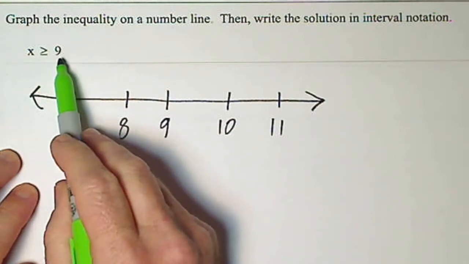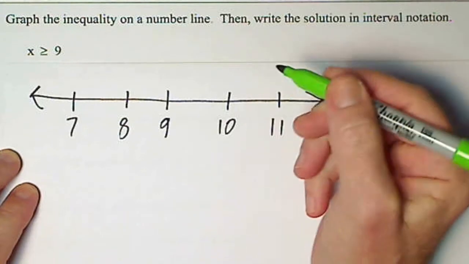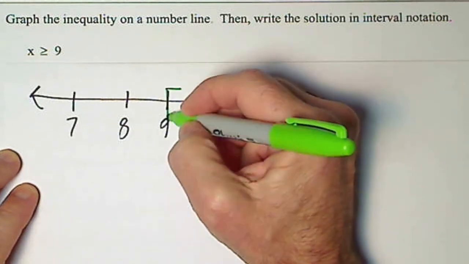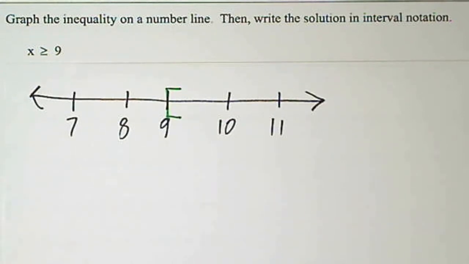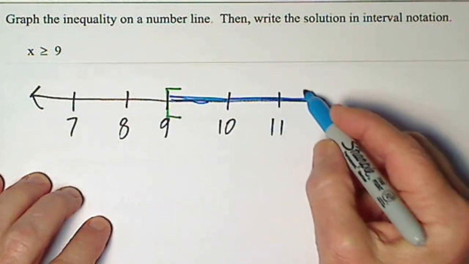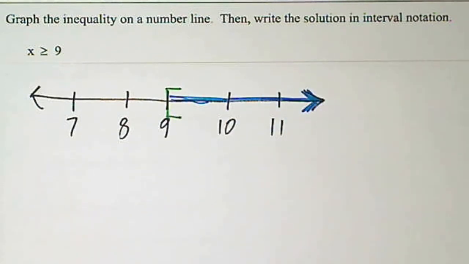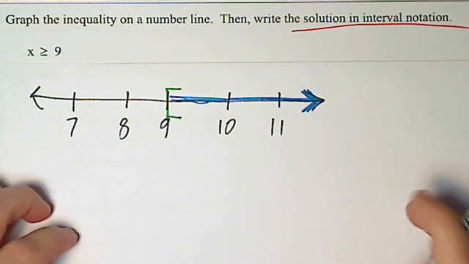X is greater than or equal to, that means it can actually be equal to 9. That means we can use our square bracket and we fill in to the right. Make sure your arrow's there. Okay, now we're to write this in interval notation.